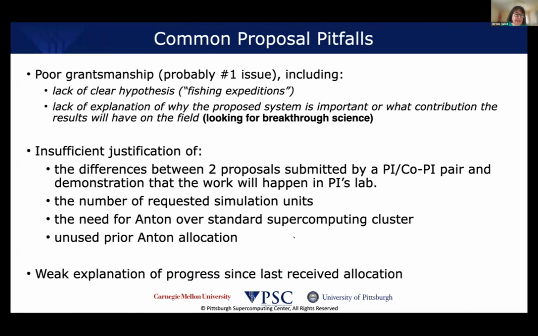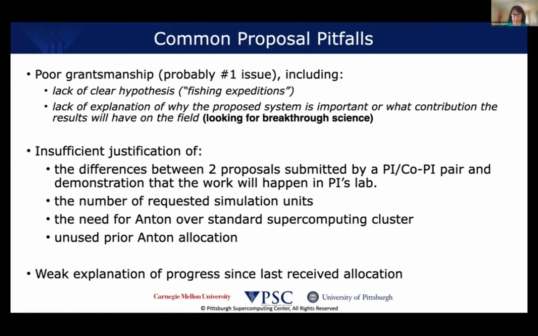And now I explain what points you should touch on to make sure that the proposal has the best impact. And now I will describe what the common problems are. Poor grantsmanship is number one, which includes the lack of a clear hypothesis or the lack of explanation of why the proposed system is important for the contributions in your field. And also insufficient justification. Again, this problem of PI and co-PI pairs: the proposals should be very different if one is a PI on one and co-PI on the other, and then they switch.